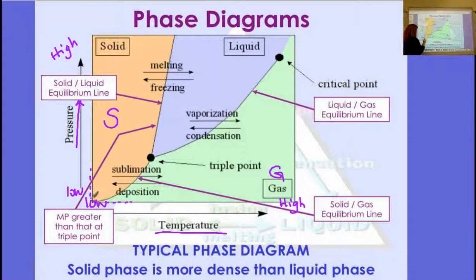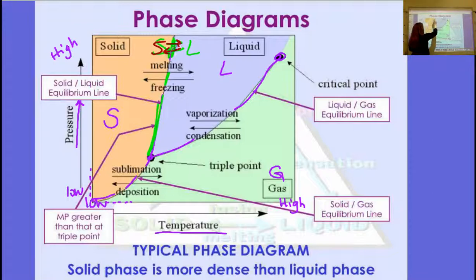Each phase diagram has its own division, but they all kind of look the same. You have solid at the low temperature, gas at the high temperature, and liquid would fall in the middle. So this line here between the solid and the liquid phase is where both solid and liquid are present at the same time. When I have both solid and liquid present at the same time, if I increase the temperature, I'm going to melt, and if I decrease the temperature, I'm going to freeze. So this is our melting freezing equilibrium line.